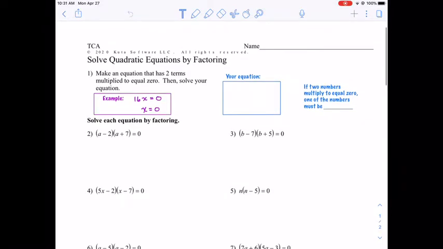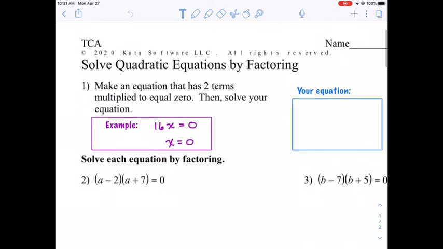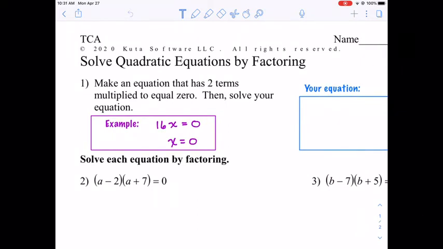Well, let's look at this first question. Make an equation that has two terms multiplied to equal 0. So in my example, I wrote 16x equals 0. I'm multiplying two things, 16 times some other number. Well, the only other number that will work is 0.